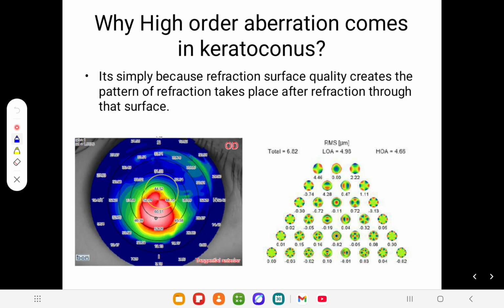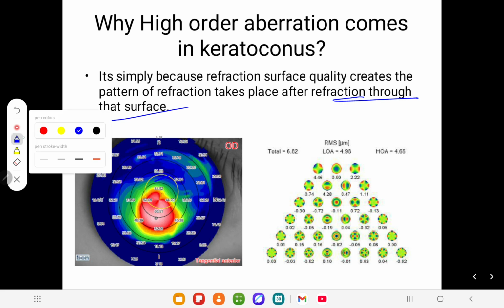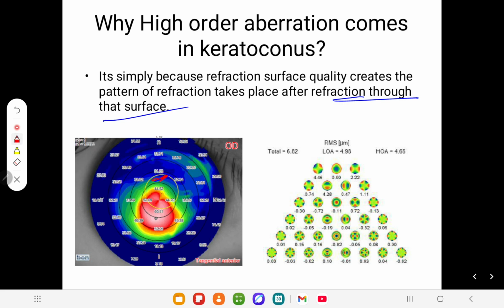It's simply because the refracting surface quality creates a pattern of refraction that takes place through the surface. Basically, see, this is the pupil, this yellow line is the pupil. So I'll make it red. From this area, which is the vertex, there is less power. From this area, which is inferior, there is high power. So what aberration is going to be there? Simply vertical coma, isn't it?